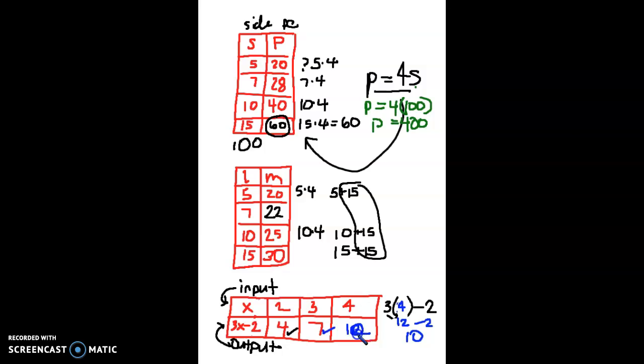Goodness gracious. Guys, it's like 9:30 here on Sunday night. Sorry about that. All right, 10 o'clock. It's not 10 o'clock. The answer is 10. All right, moving on.